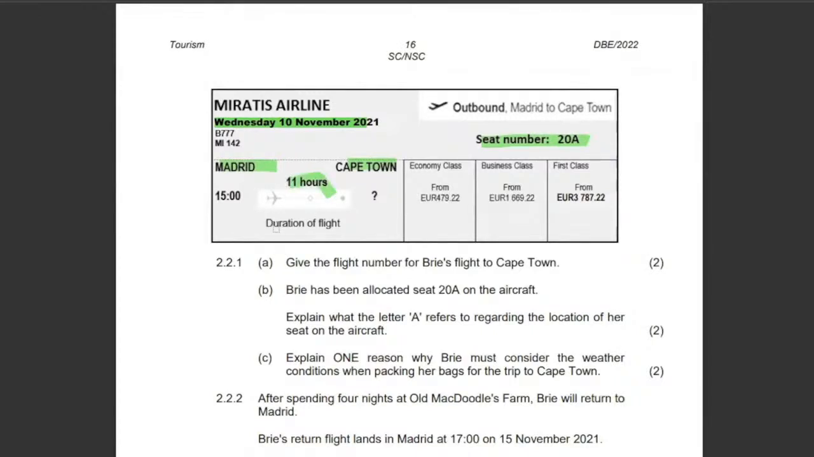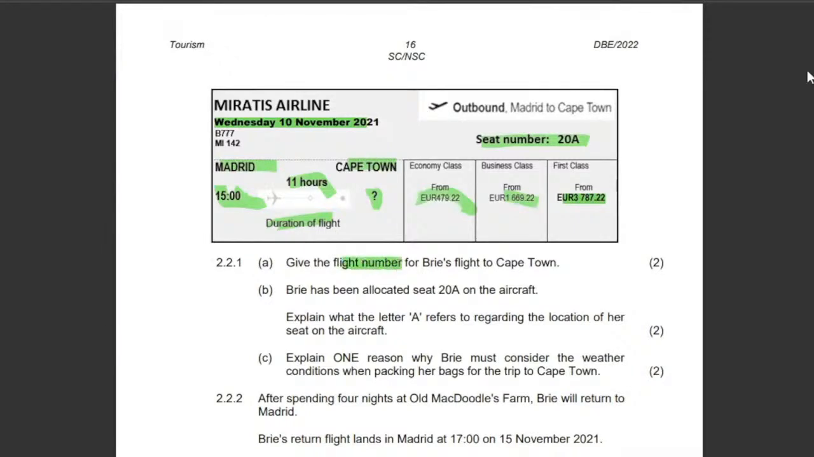It's actually going to be an 11-hour flight. Time of departure, it's 3 p.m. Then the time of arrival is unknown. In terms of class, she's going to take economy class. Then the fare is written there, the fare of business class is written there, and the price of first class also appears there. So question 2.2.1, give the flight number. What is needed there is the flight number.